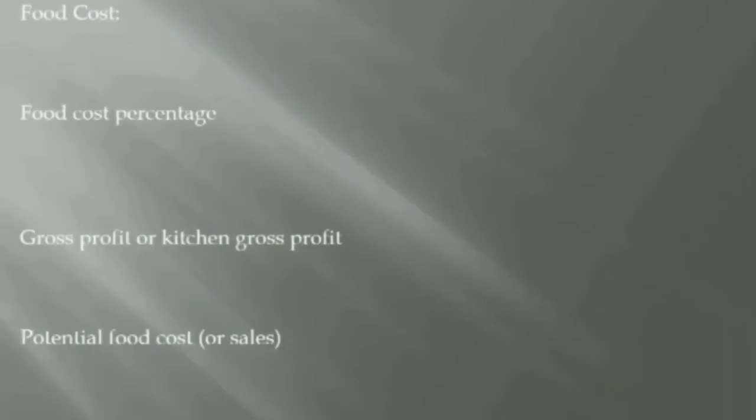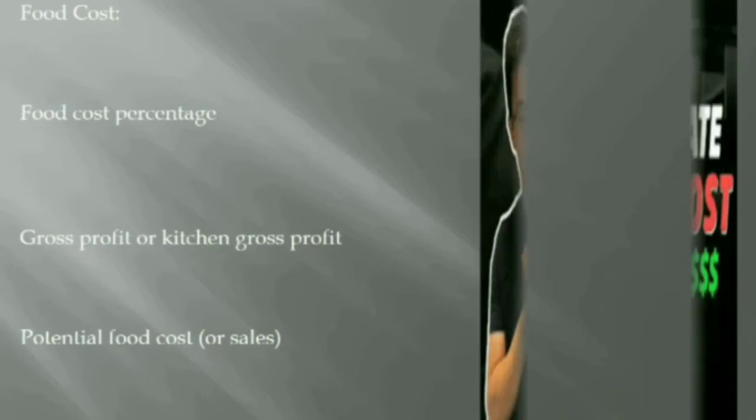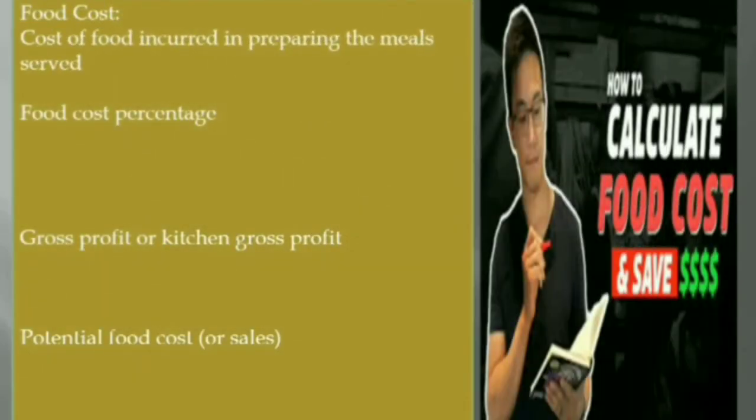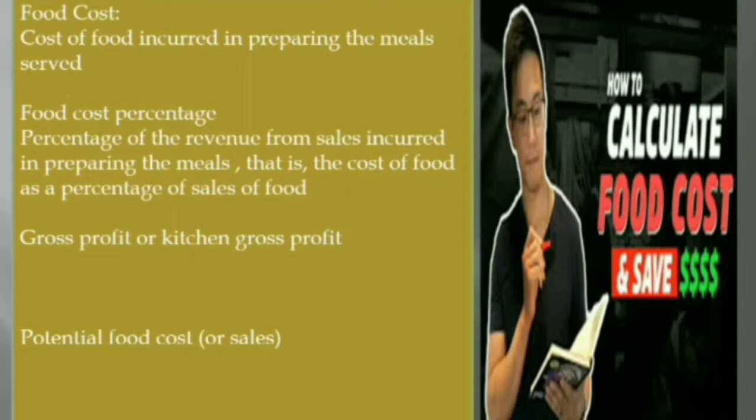We shall now discuss the calculation of food cost. Food cost: this refers to the cost of food incurred in preparing the meals served. Food cost percentage refers to the percentage of the revenue from sales incurred in preparing the meals, that is, the cost of food as a percentage of sales of food.